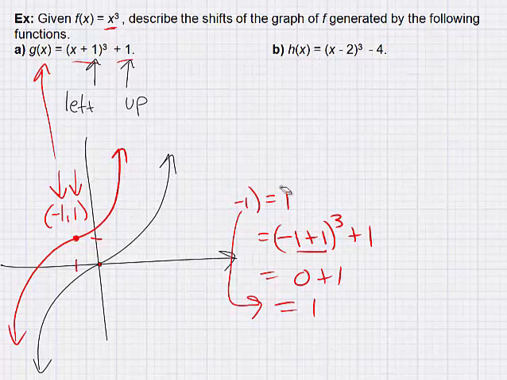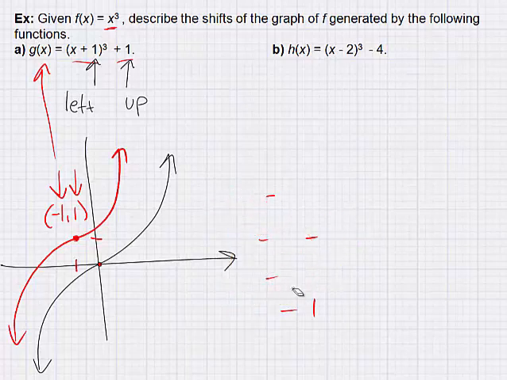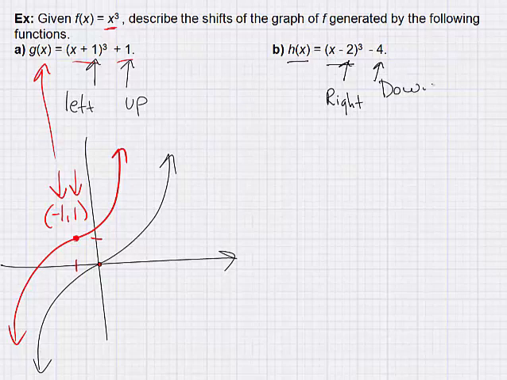Let's do another one. So if we look at h of x is x minus 2 cubed minus 4. Again, another cube, so it starts with a general shape that's the same. But here I have a minus 2 and a minus 4. Minus 2 inside the cube, minus 4 outside. Inside is horizontal. Now it's minus, so that's going to move me to the right. And a minus 4 outside, that's going to move me down.